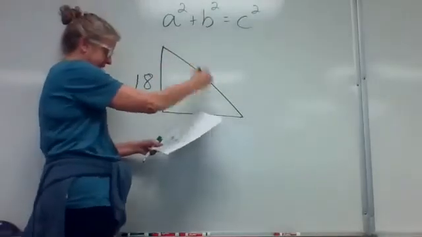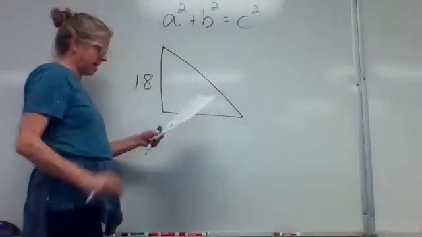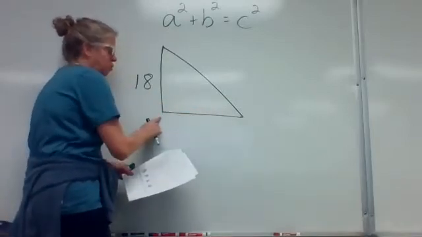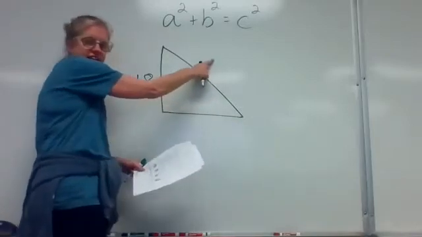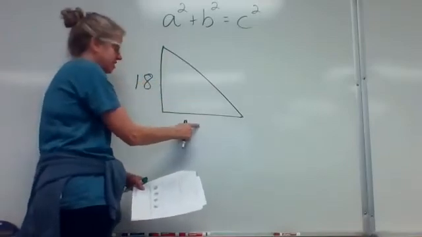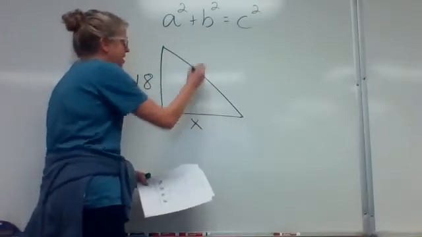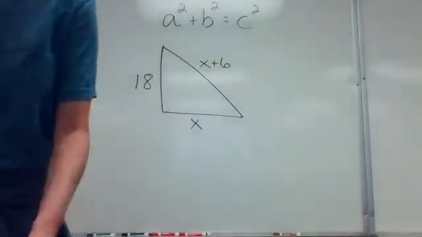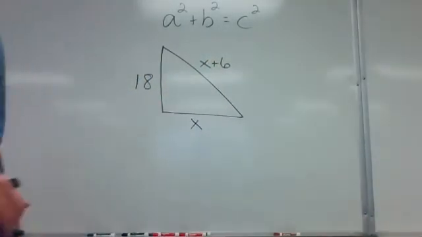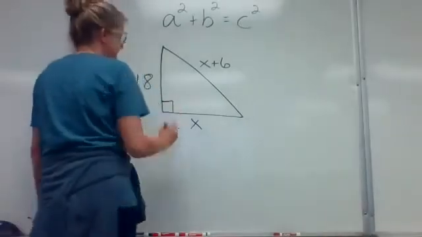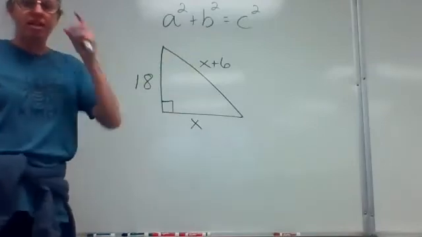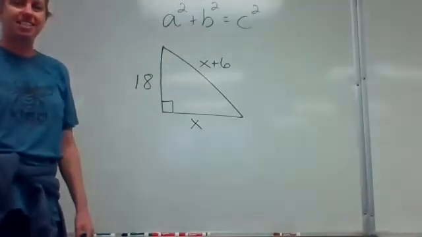So it wants to know what this side is. If the length of the ladder is 6 feet more than its distance from the wall, so this side is 6 feet more than this side. So this one will be the x, and that one will be x plus 6. So since this does make a right triangle, I can use this Pythagorean theorem to solve for the x.